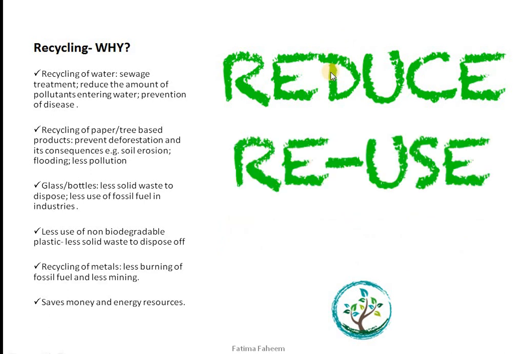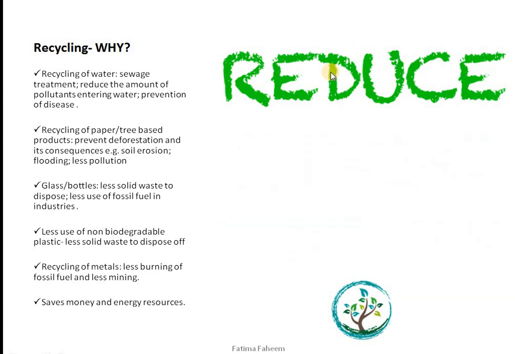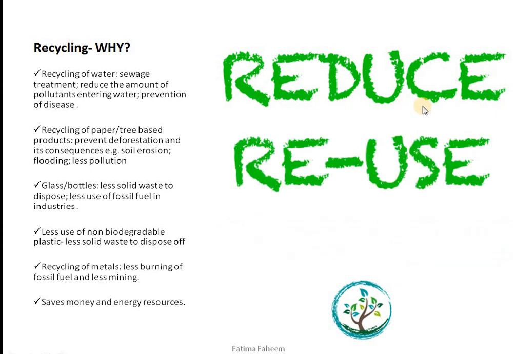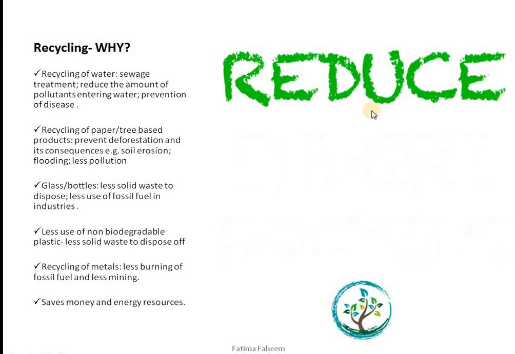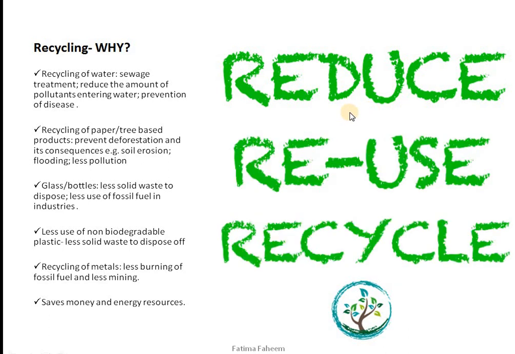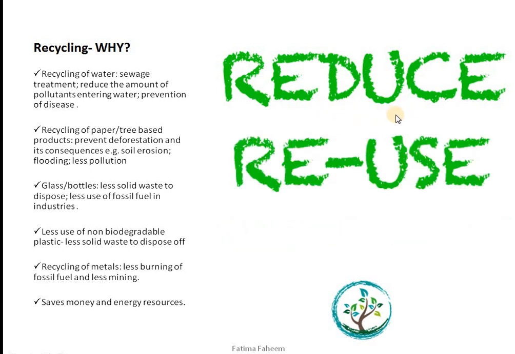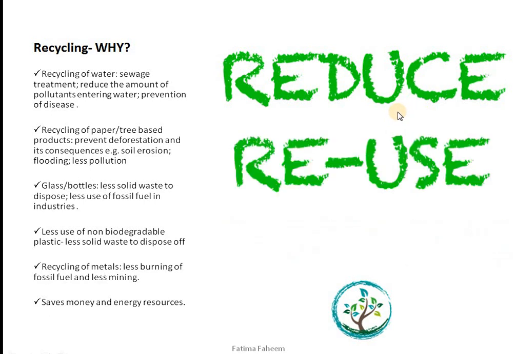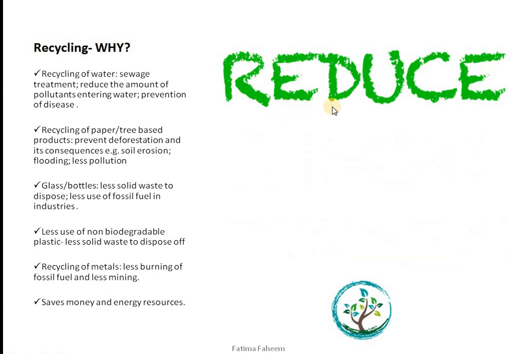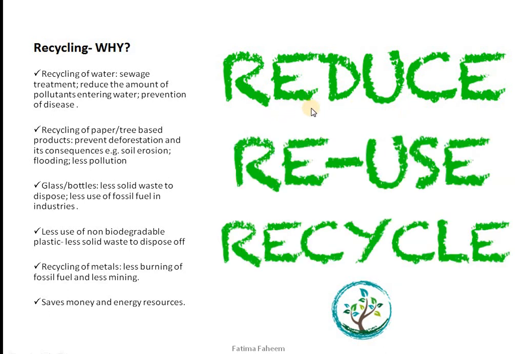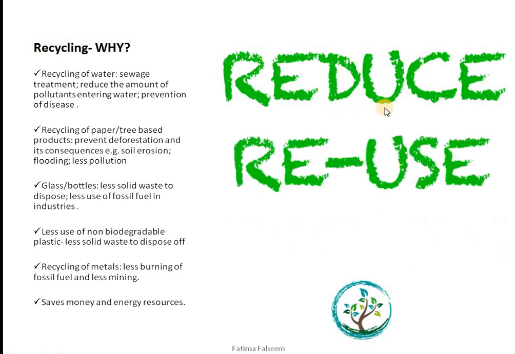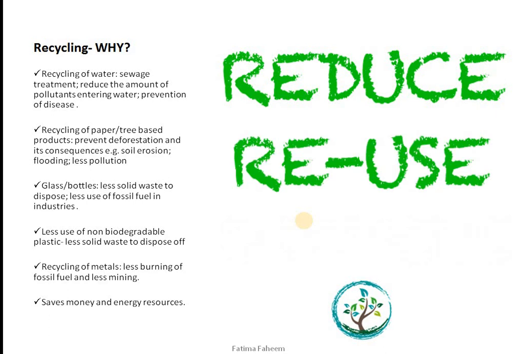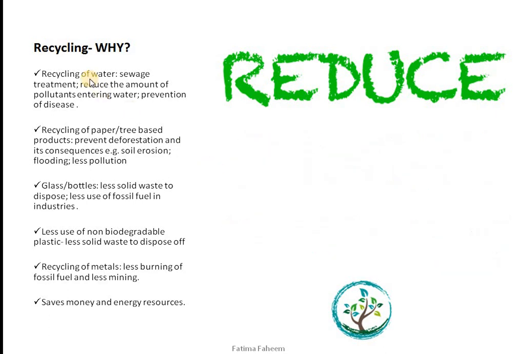Now we have to look at the 3 R's: reduce, reuse, and recycle. What we have to reduce is the use of non-biodegradable material. You know what non-biodegradable materials are. These are the materials that cannot be degraded, that cannot be decomposed by decomposers, that is bacteria and fungi. We need to reduce that use so that our environment does not get piled up with those things. We can reuse and recycle materials by some simple chemical and physical processes.